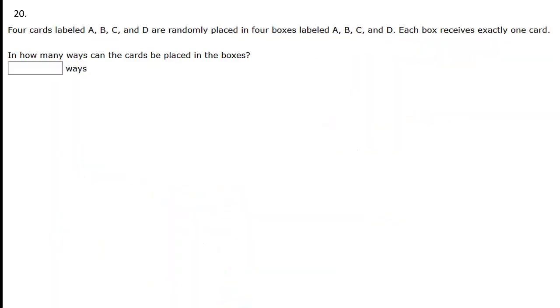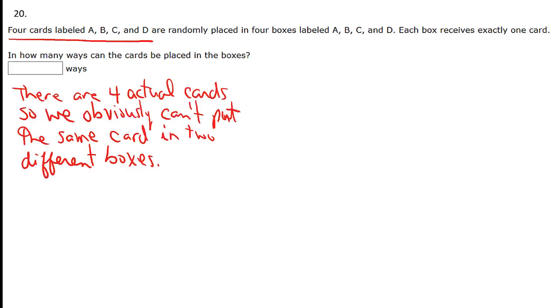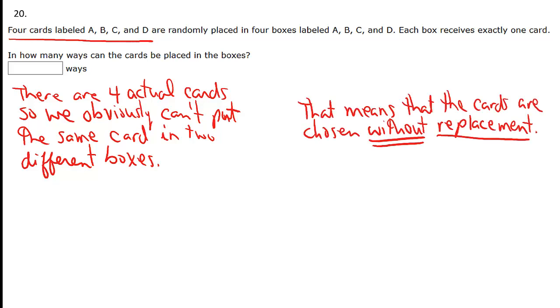Number 20. 4 cards labeled A, B, C, and D are randomly placed in 4 boxes, A, B, C, and D. Each box receives exactly 1 card. In how many ways can the cards be placed in the boxes? So we've got 4 cards, A, B, C, D. You can't put the same card in 2 boxes. So if you've got a card labeled A, when you put it in a box, it's not available to be put in another box. So what that means is we're choosing without replacement. Got to be clear on that.